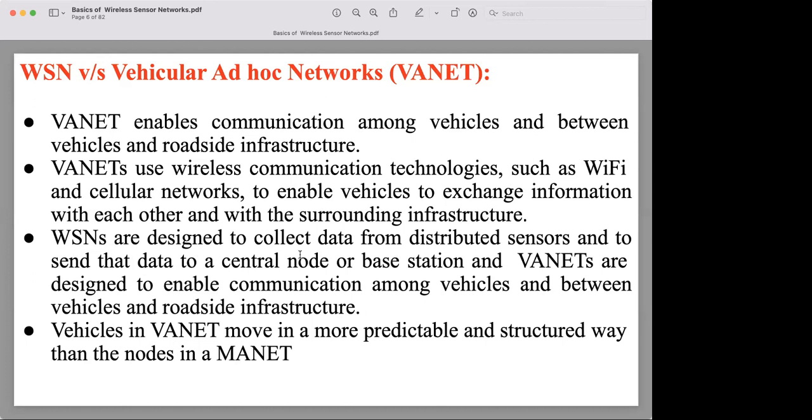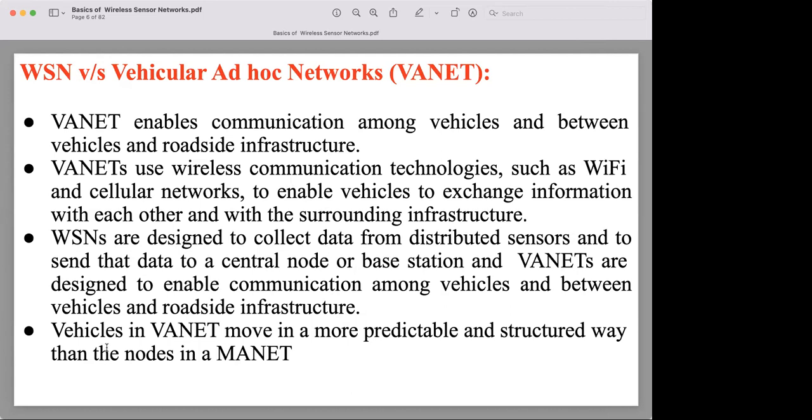Now, wireless sensor network, as we already saw, collects the data from distributed sensor nodes and sends the data to the center node or the base station. But the vehicular ad hoc network is designed to enable communication among vehicles and between vehicles and the roadside unit. This is the main difference between wireless sensor network and vehicular network.